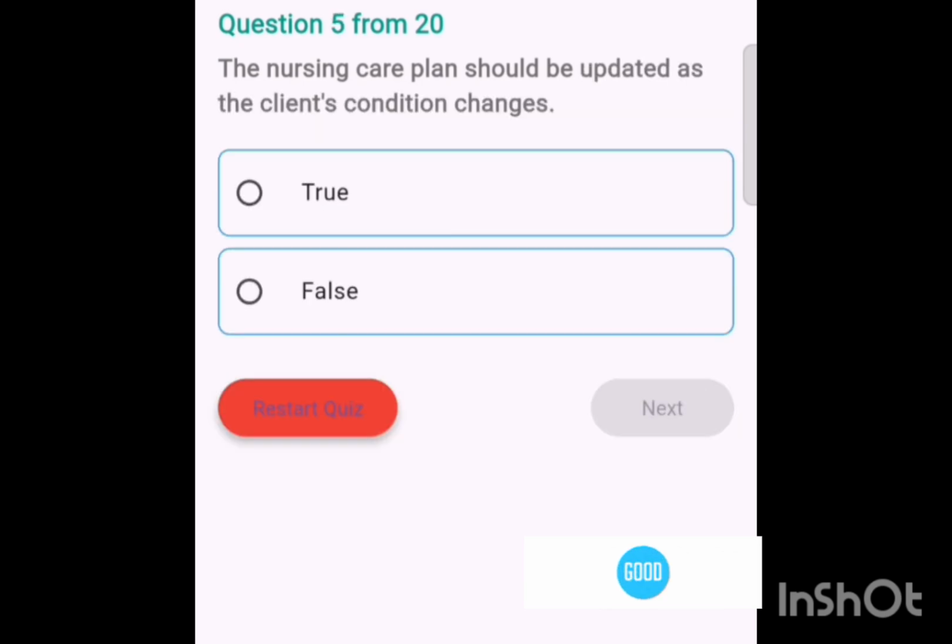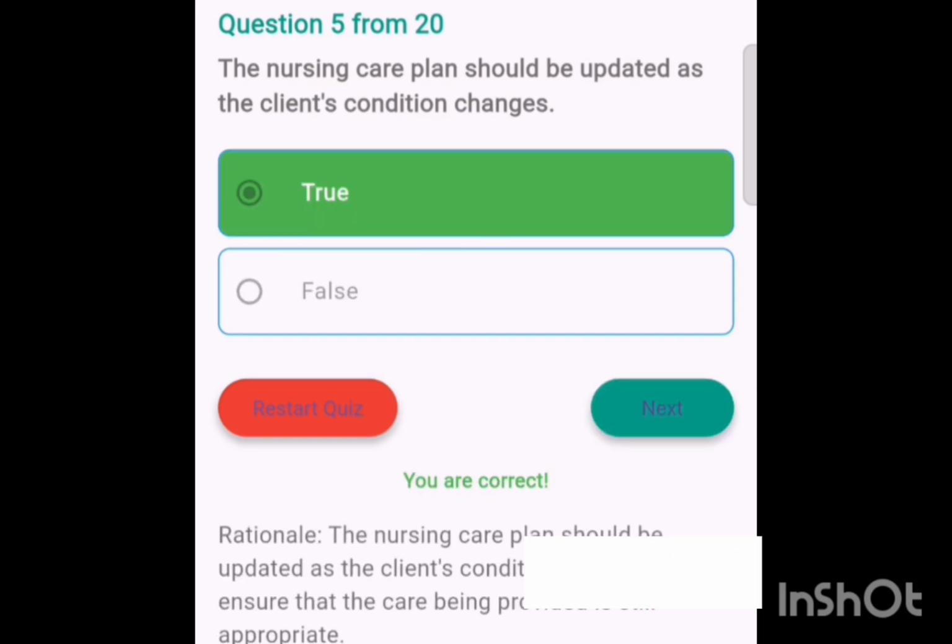Question number 5. Nursing care plan should be updated as the client's condition changes. The correct option is true because the nursing care plan should be updated as the client's condition changes to ensure that the care being provided is still appropriate.